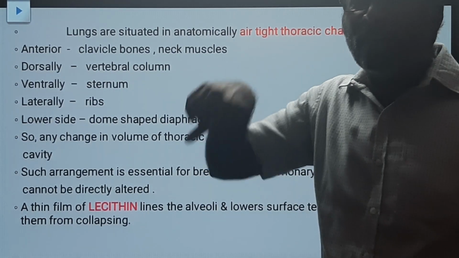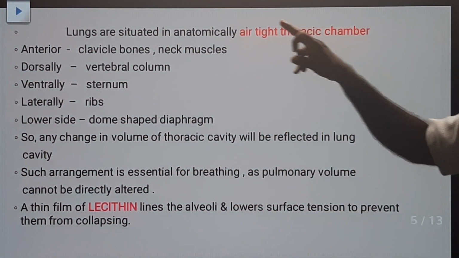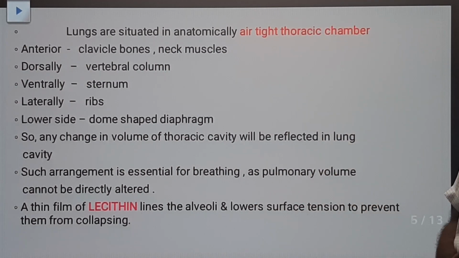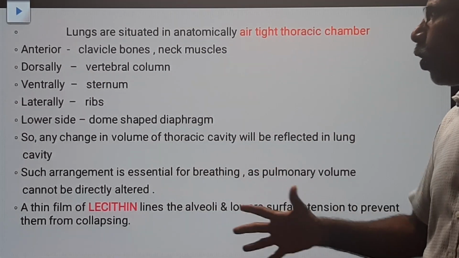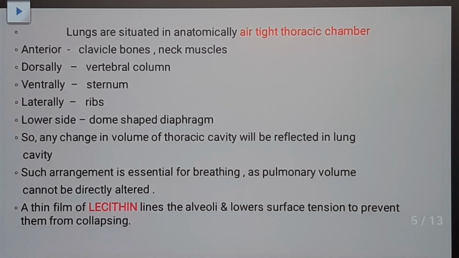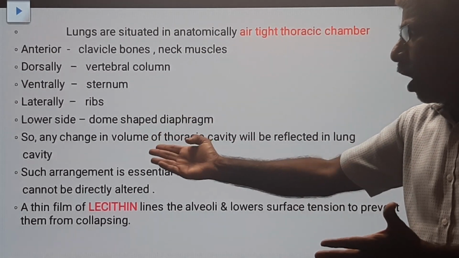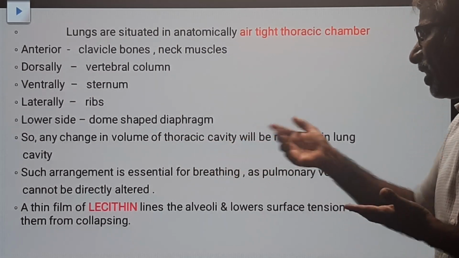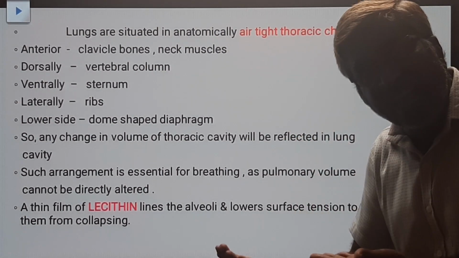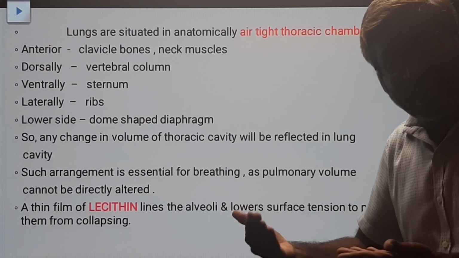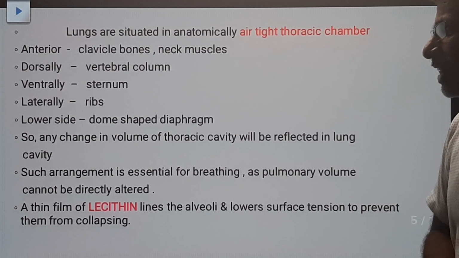In all locations it is a closed chamber. That's why the thoracic chamber is called an airtight chamber, as it is closed on all sides. So if there is any change in the volume of the thoracic cavity, it is directly reflected in the lungs cavity.